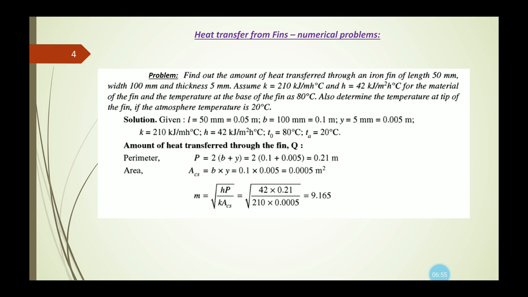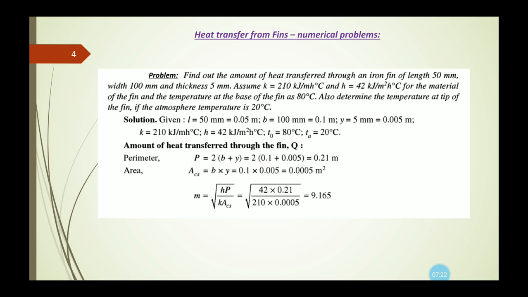For the second part of this numerical, we also need to determine the temperature at the tip of the fin if the atmospheric temperature is 20 degrees centigrade. So these are the data given in this numerical. We need to calculate the heat transfer through the fin and also determine the temperature at the tip of the fin. So let us first write what is given in this numerical.